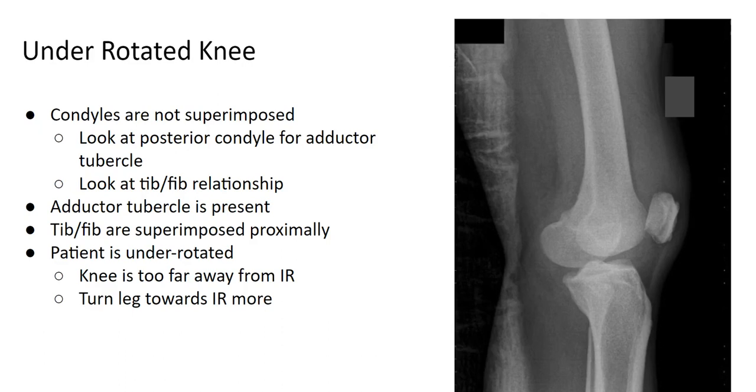Now, there are times where you question yourself, like, is that adductor tubercle? I can't really tell. Some people, maybe if they have arthritis or osteoporosis, for example, you really don't see that nice pronounced adductor tubercle. There's another thing you can look for, and it's the relationship between the tib fib. Look at my proximal tib fib. They are very superimposed. That is another indication that the patient is under-rotated.